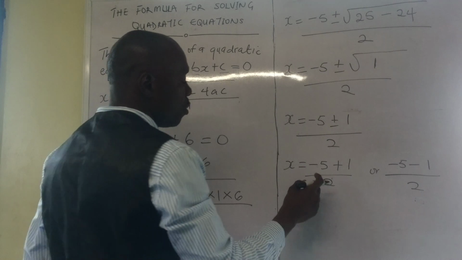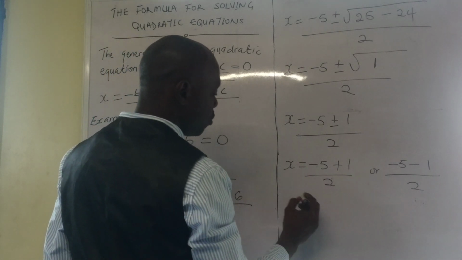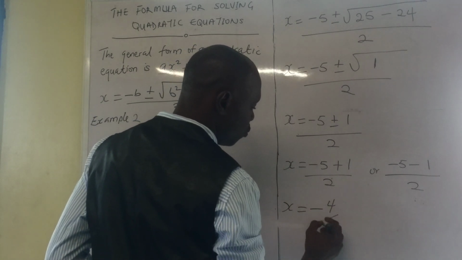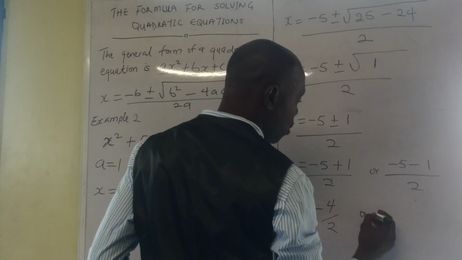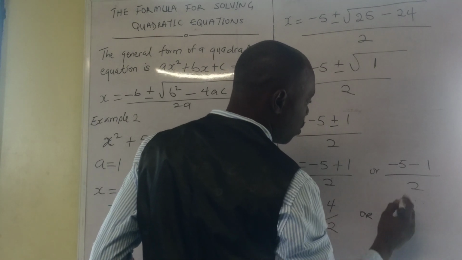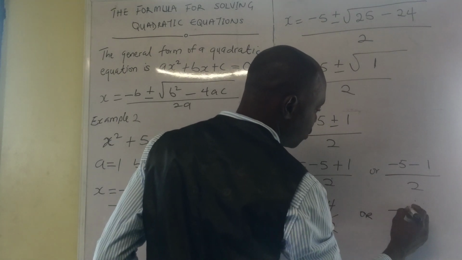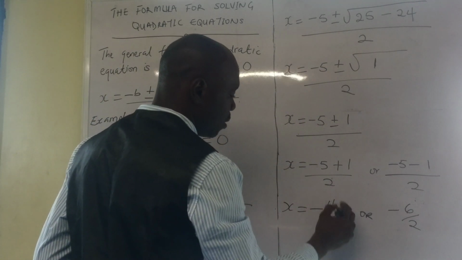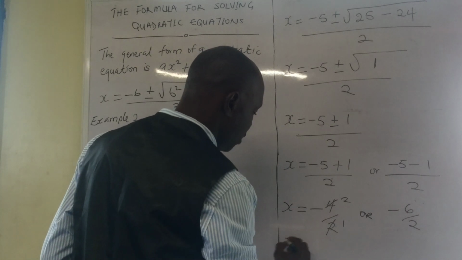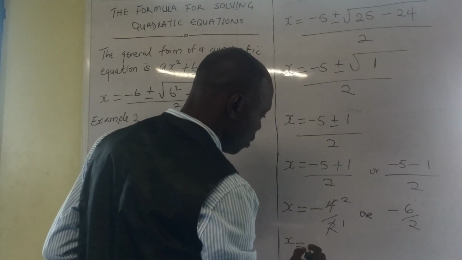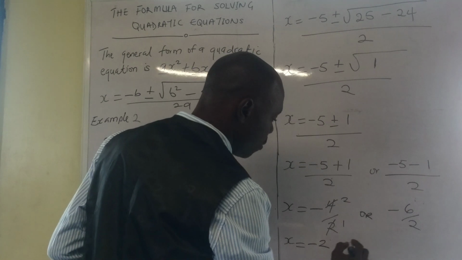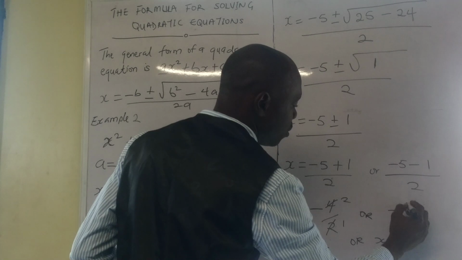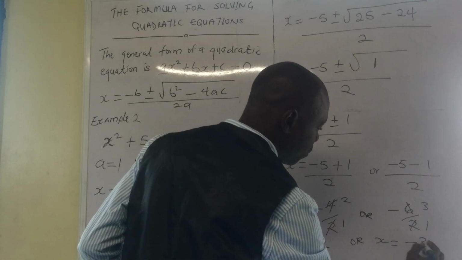So from here now, when you deduct this one from this, it will give you x equals minus 4 over 2, or if you add this one together, it will give you minus 6 all over 2. So this one cancels this one, this one cancels this 2. So x here equals minus 2, or x equals, if you cancel this one 1, this one 3, minus 3.